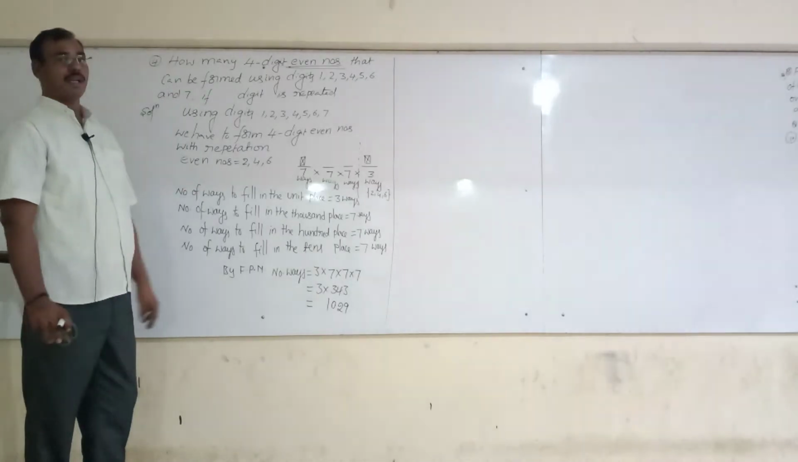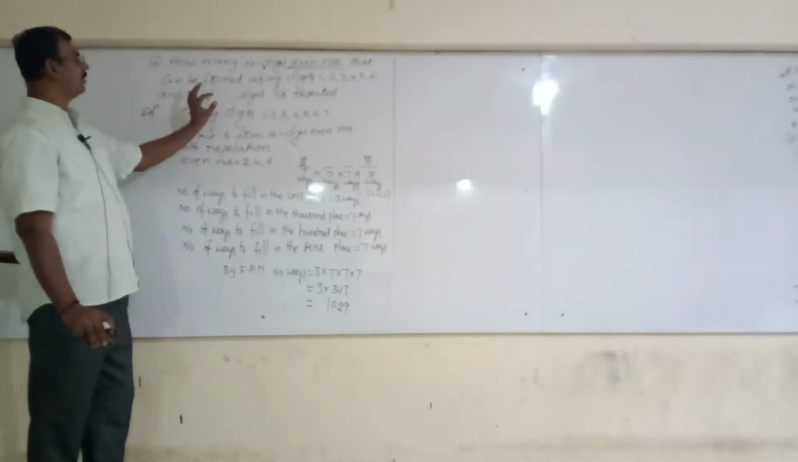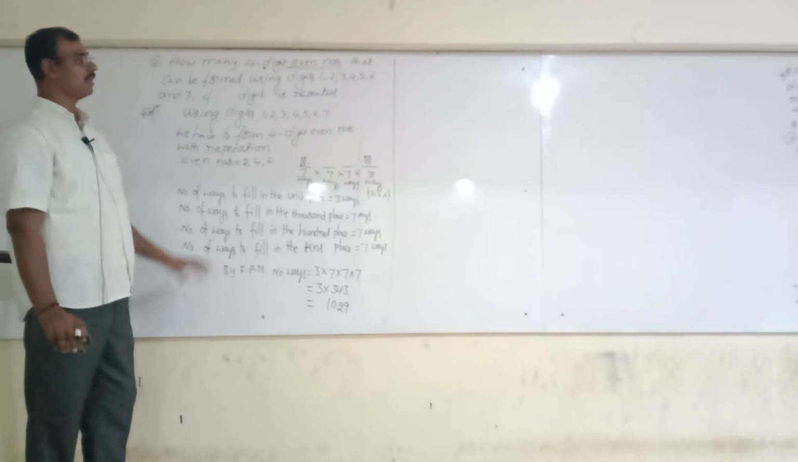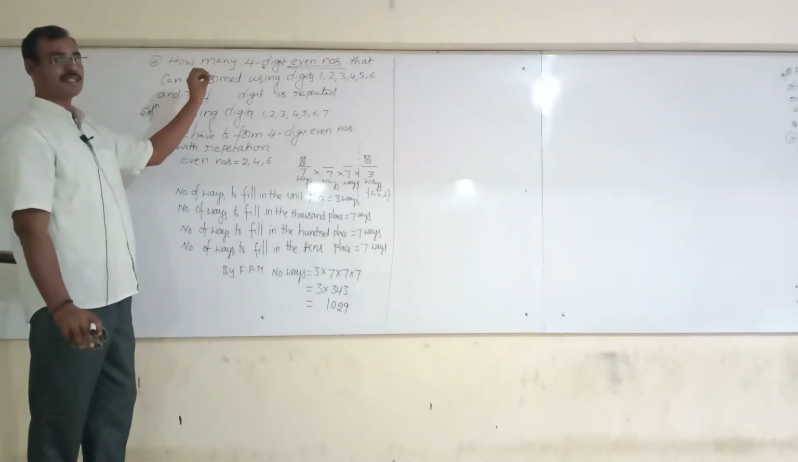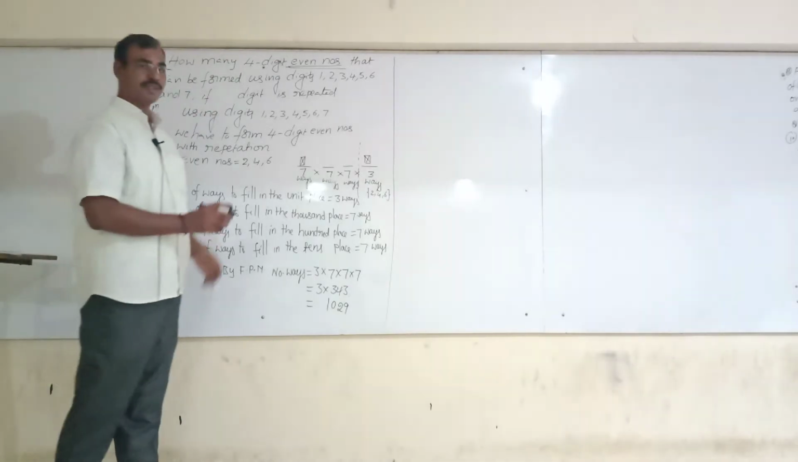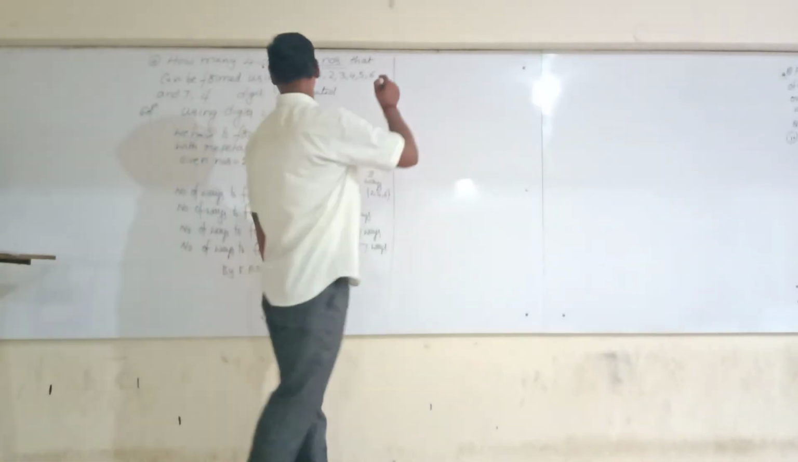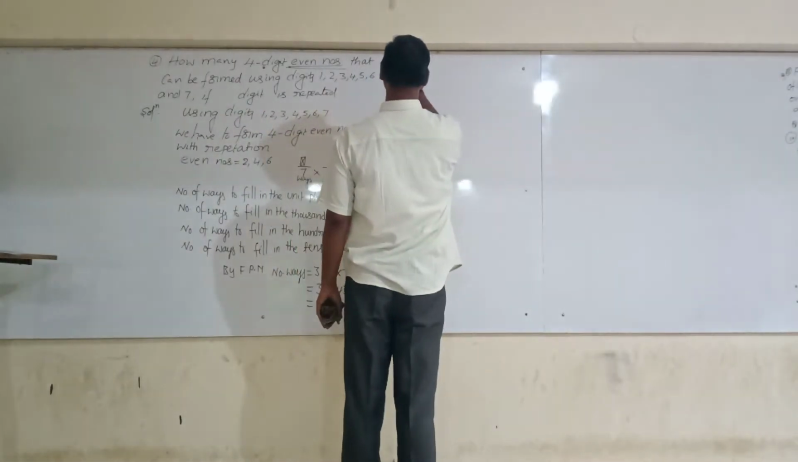Okay, next model, a little change only. That is a little variety only. It is almost exactly similar. Let us see the problem. Take question number 5.